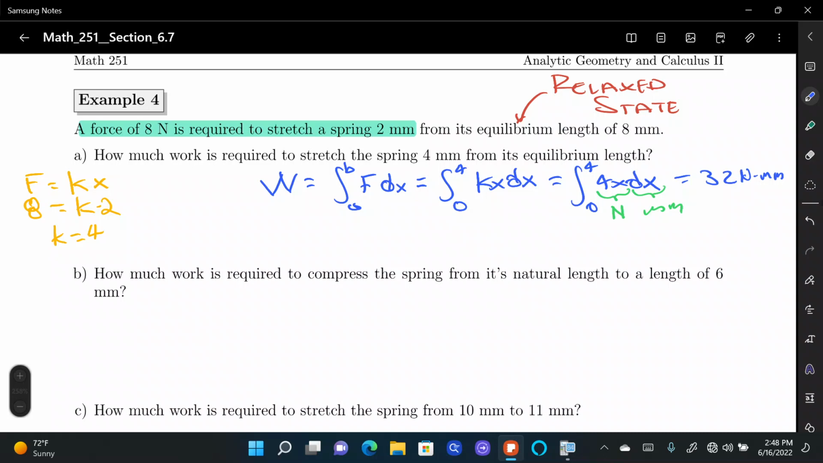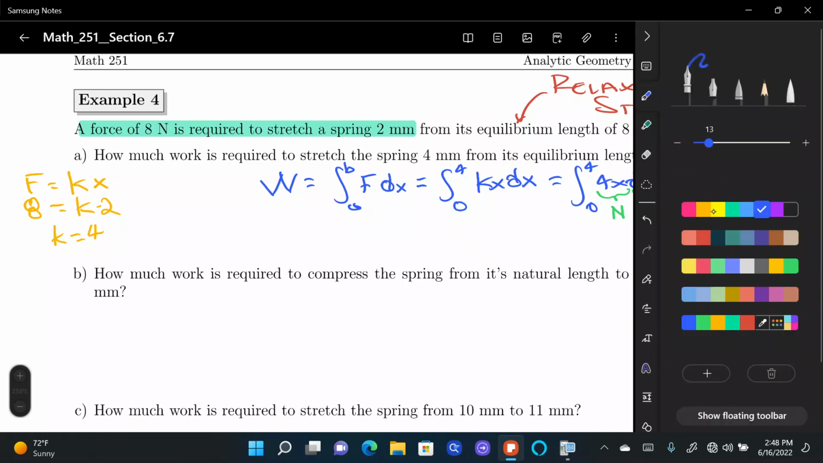But of course, if for whatever reason you are working on MyMathLab, you are given the length in millimeters, but in the end they're asking you for the answers in newton meters. All you have to do is convert the units, right? And I'm going to do that just to show you how we do that.